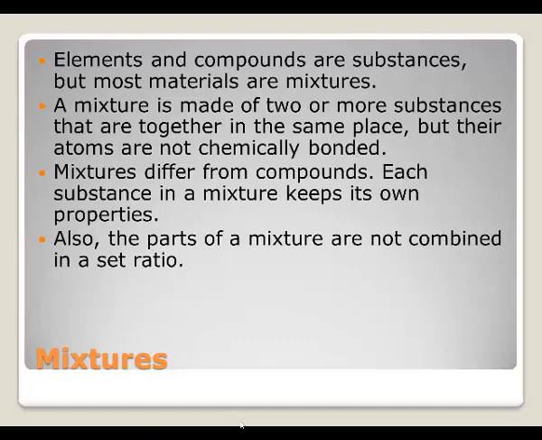A mixture is different from a compound. Each substance in a mixture keeps its own properties. Unlike the previous slide, where copper combined with sulfur to create copper sulfide, in this case each substance keeps the properties that it previously had, because those atoms are not combining. Also, the parts of a mixture are not combined in a set ratio. We can have certain parts of the mixture with larger concentrations than other parts of the mixture.